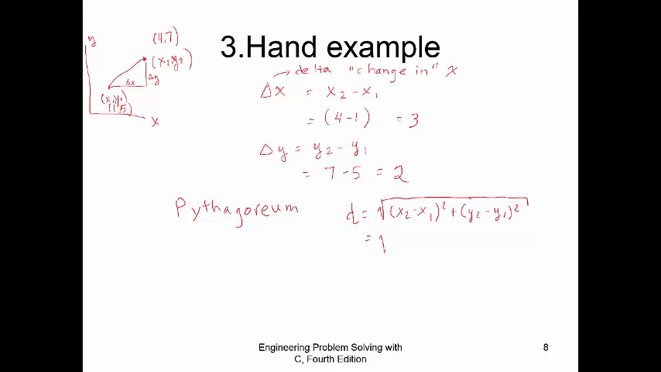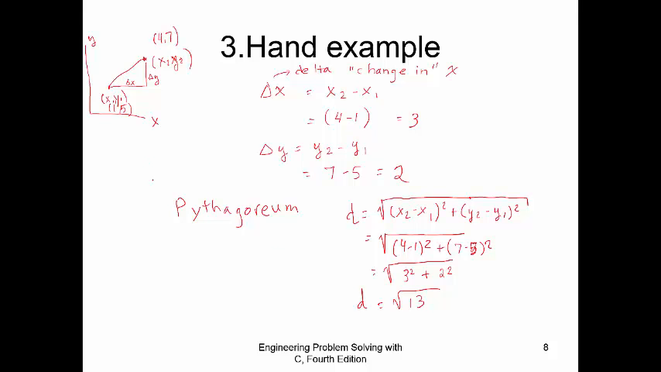So if I do my simple hand example, I came up with 4 minus 1 squared plus 7 minus 5 squared, which equals the square root of 3 squared plus 2 squared, which is the square root of 13. Distance equals the square root of 13. So when I did this problem, I actually defined what the inputs are.